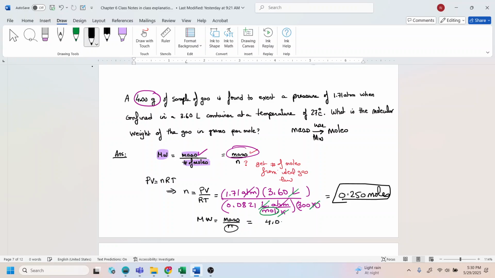Now, once I get the moles, I can go ahead and substitute it in this equation. I would say that the mass is 4 grams and the moles is 0.250 moles. So the molecular weight unit is grams per mole, always.